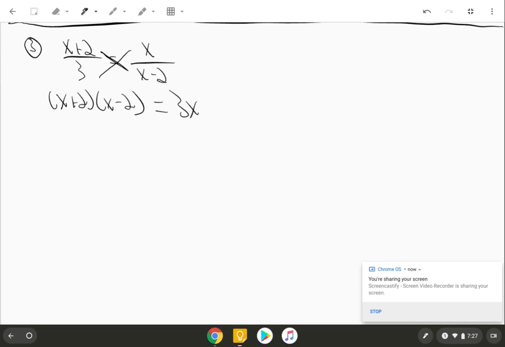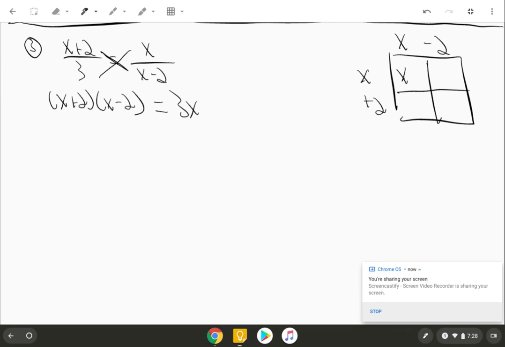All right. So the left-hand side, just like I did in example number 2, I need to multiply those two binomials using the box method. So I'm going to do that off to the side here. So this will be x plus 2 and x minus 2. So x times x is x squared. This will be minus 2x. This will be 2 times x, so 2x. And 2 times negative 2 is negative 4.